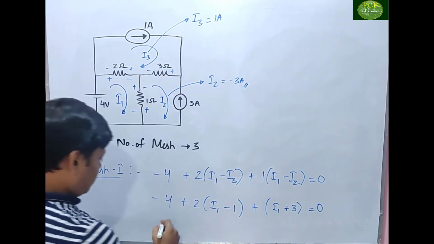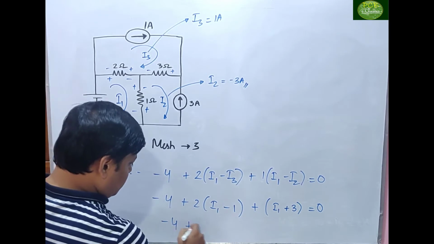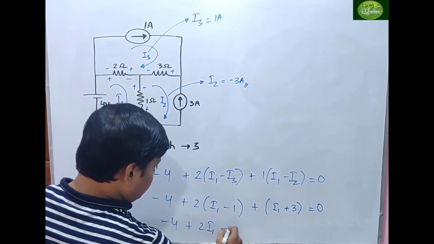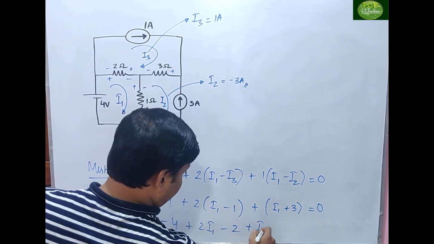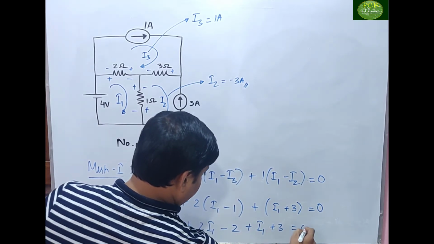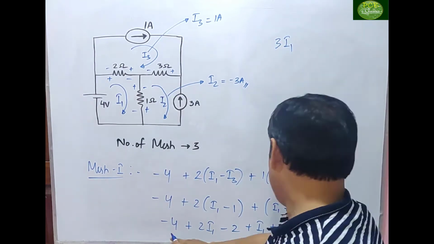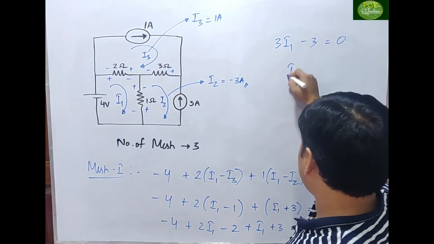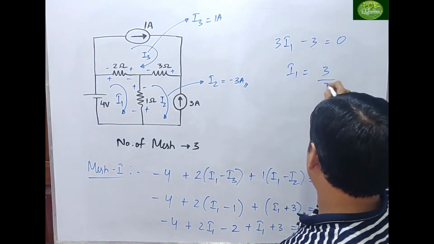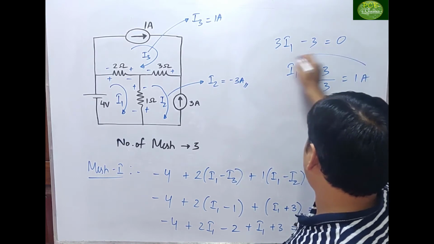What is the value I am getting here? Minus 4 plus 2 I1 minus 2 plus I1 plus 3 equals to 0. So what I am getting here? 3 I1 minus 3 equals 0. So I1 equals 3 by 3, that is 1 ampere.